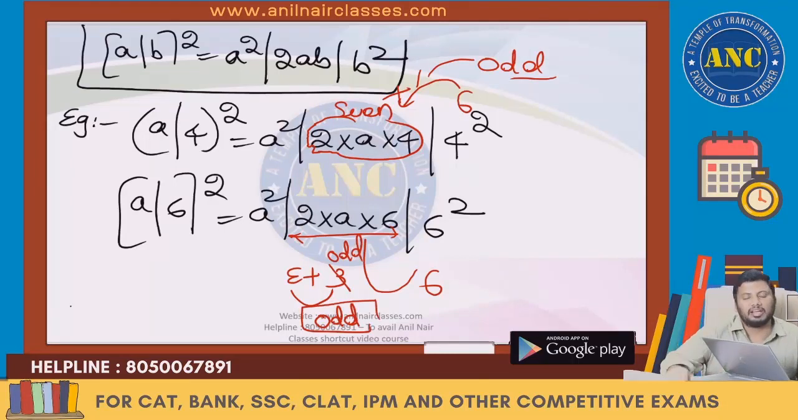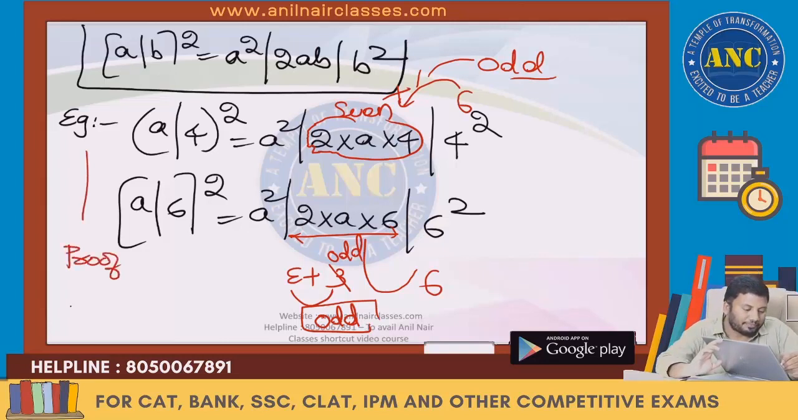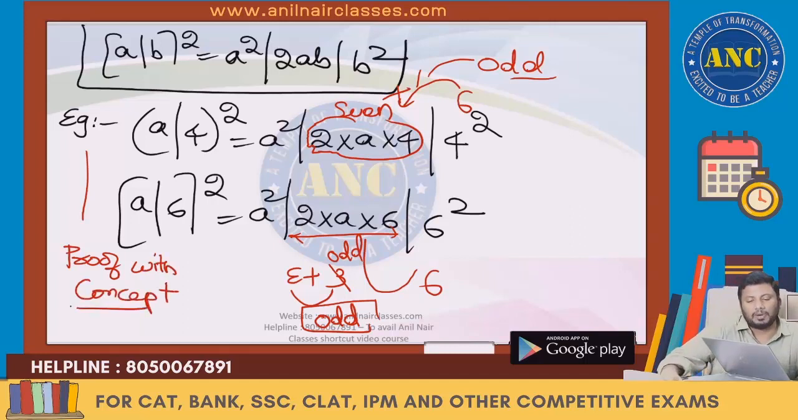I hope the idea is clear. Any perfect square ending with 6, why should the tens place be odd? Proof with concept: (a plus b) whole square. I hope it is clear.